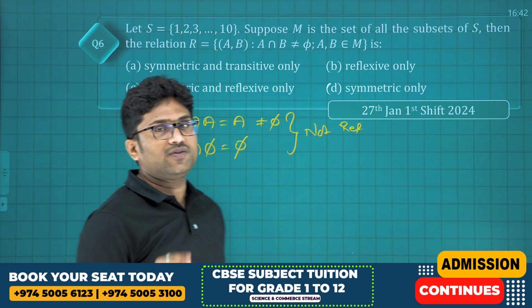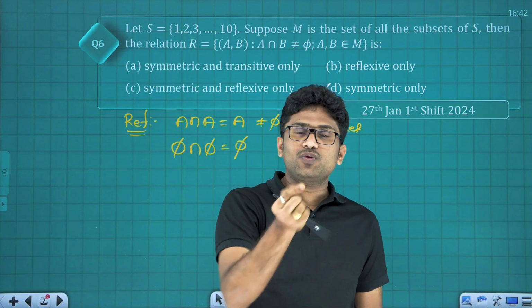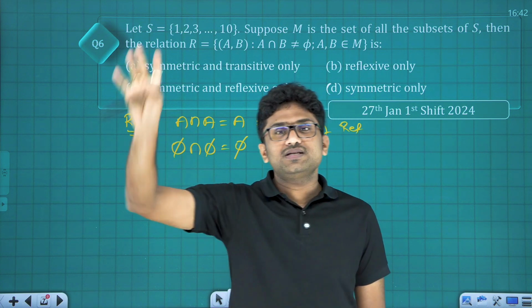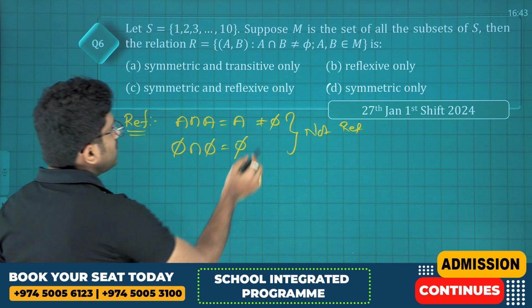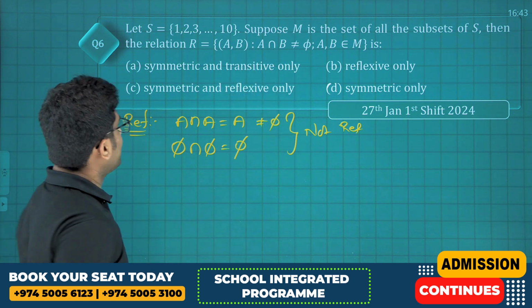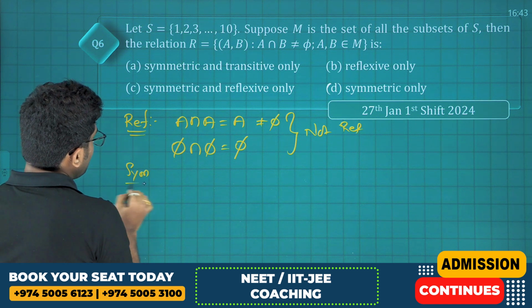Any statement, if it fails for one single condition, then it is a failed statement only. So it is not true for A is equal to 5. That means clearly it is not reflexive. Okay, good. We'll go with symmetric.